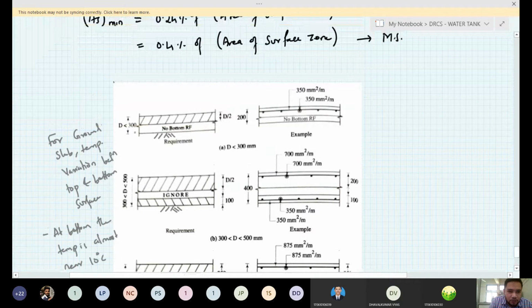In case the depth of the ground slab is less than 300, then only the top portion that is occupied by half the depth, that is d by 2, is considered as the surface zone. Only this part is the surface zone, and this is ignored. So no bottom reinforcement is provided, only the hatched portion is considered as the surface zone, and whatever steel is required, we have to provide it on the top.